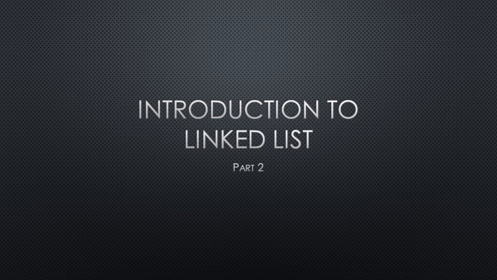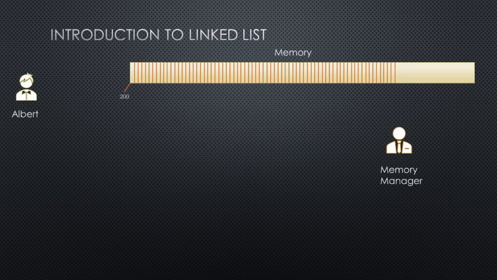This lecture is Introduction to Linked List, Part 2. In Part 1, we learned how variables and arrays are stored in memory and how arrays are inefficient in terms of memory usage. The solution of this is to use a linked list. So let us try to understand linked list data structure and see how it solves Albert's problem.